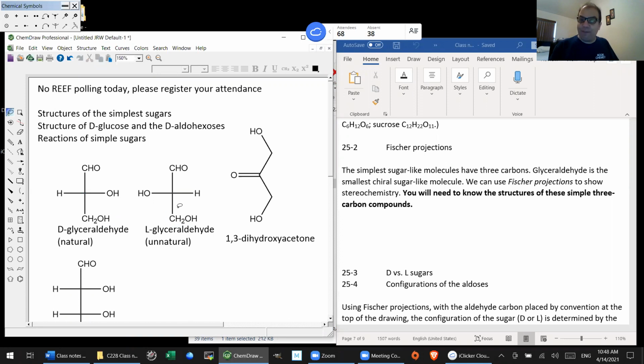And we went over this, but it bears repeating. We're going to apply this to glucose pretty soon. But basically, if that penultimate or next to last OH points to the right, then you've got a D sugar. That's going to be likely one that occurs naturally. And if the OH group instead points to the left, then you've got an L sugar. That's likely to be an unnatural sugar.